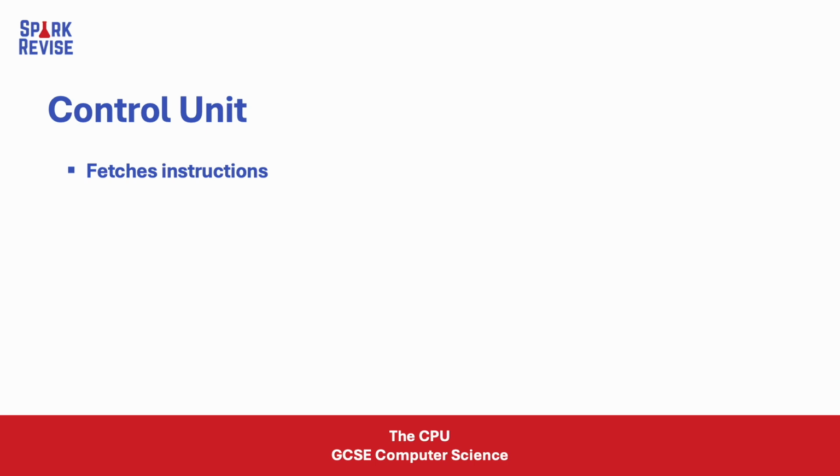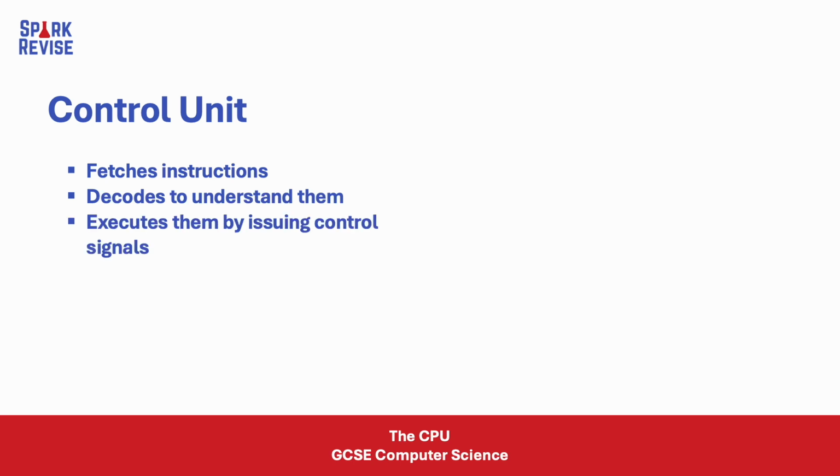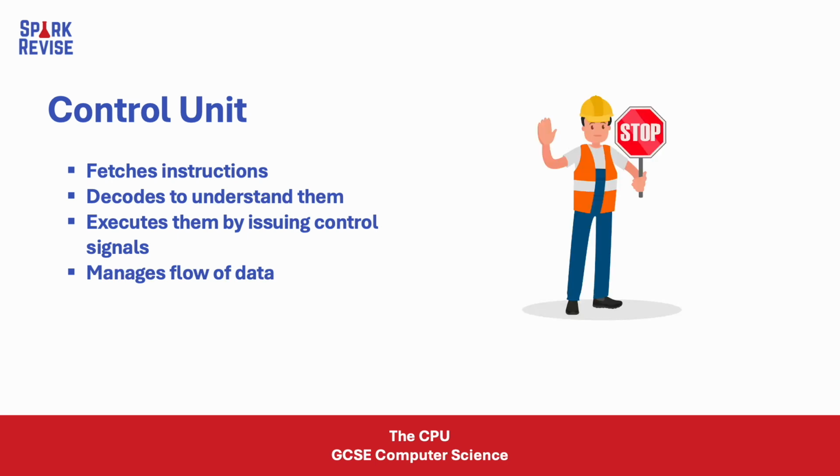The control unit, or CU, acts as the coordinator of the CPU. It ensures all tasks are carried out in the correct sequence. The CU is responsible for fetching instructions, decoding them to understand what needs to be done, executing the instructions by issuing control signals. So that's telling other components of the CPU what needs to happen, allowing the computer to process data, and managing the flow of data within the system. So we can look at it as like a traffic controller. It ensures that the data moves swiftly, smoothly, and efficiently through the CPU.